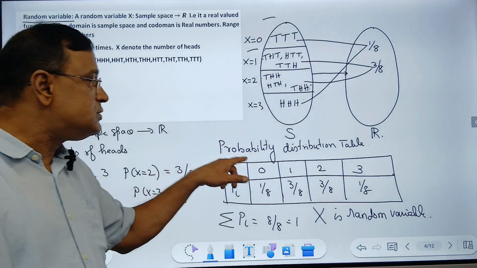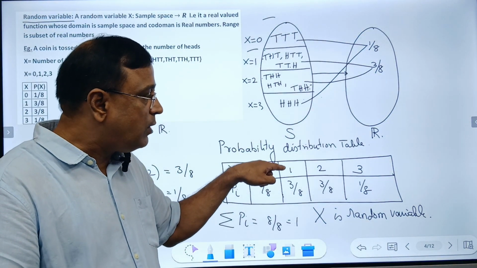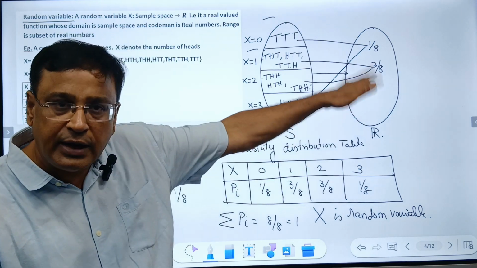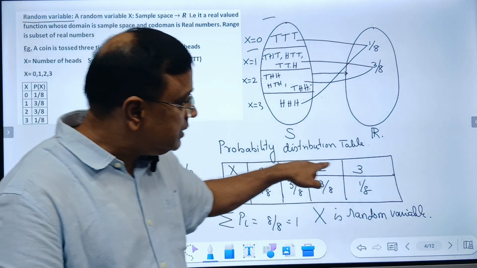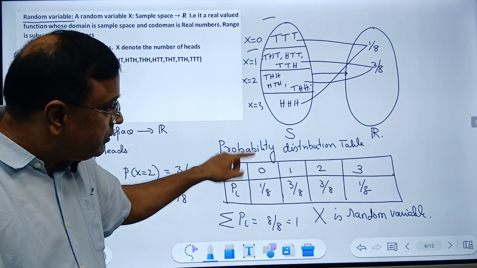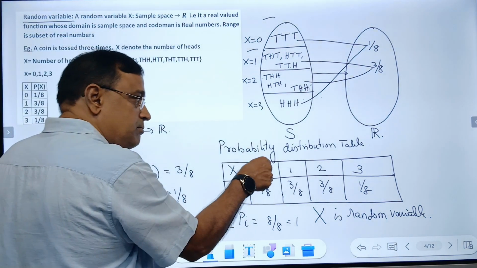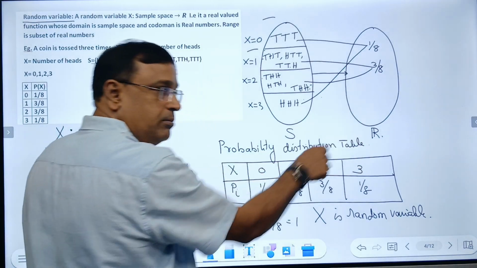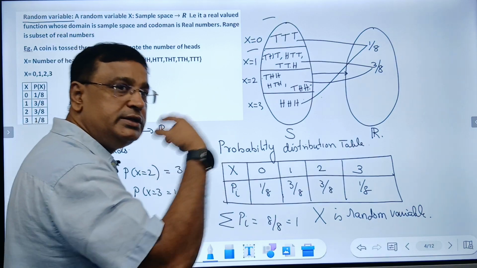After 0, I have jumped to 1. After 1, I have gone to 2. After 2, I have gone to 3. It's countably infinite. So you can have even any number of terms, but you should be able to say this is the first number, this is the second number, this is the third number, this is the fourth number. So that is what the meaning of discrete is.